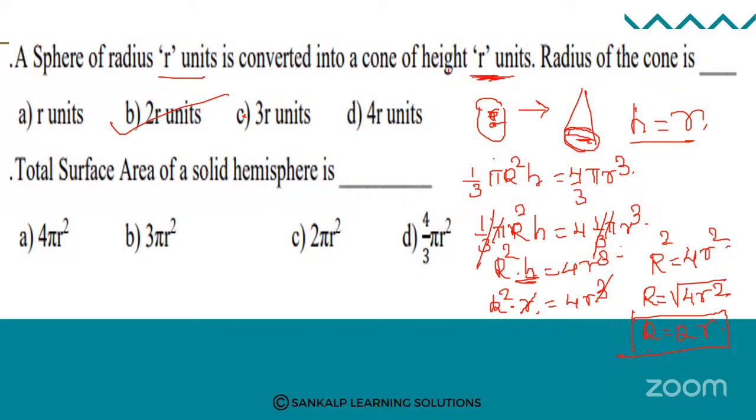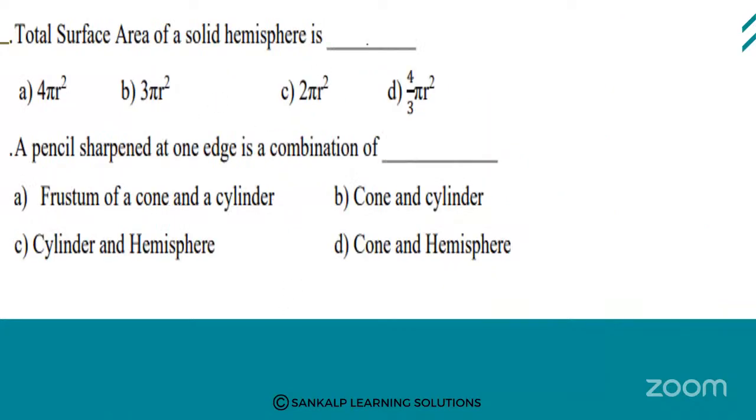Okay. Next one. Total surface area of a solid hemisphere is: 4 pi r square, 3 pi r square, 2 pi r square and 4 by 3 pi r square. So which option is right here? Option B, that is 3 pi r square, because this is total surface area of a hemisphere, right? Total surface area of a solid hemisphere is 3 pi r square. Just now only we discussed. This question is repeated here.